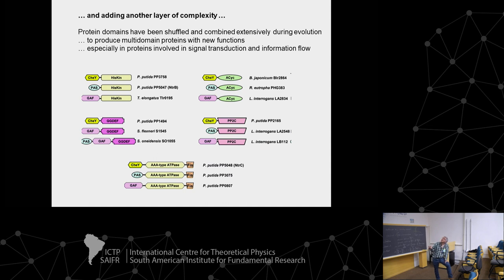And then another layer of complexity is that protein domains can be shuffled around during evolution to create proteins with different functions. So for example, you can have what they call histidine kinase domains, GGDEF domains, triple A type ATPase domains, et cetera. They can be in combination with other domains. So if you determine the structure of the protein, you'll probably find that this is a globular region and it's connected by some kind of linker to another region that's globular. So different proteins with different domains can be combined with other domains to make proteins with different functions.